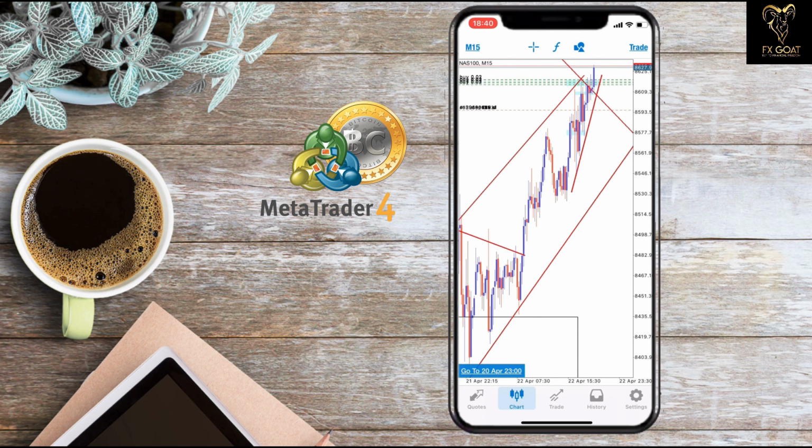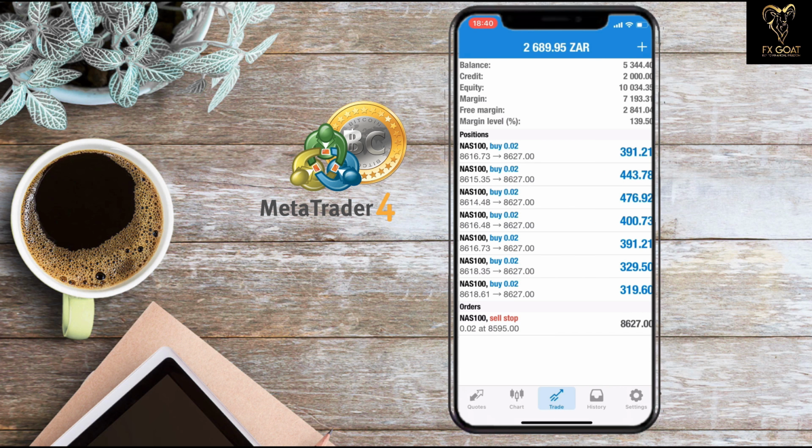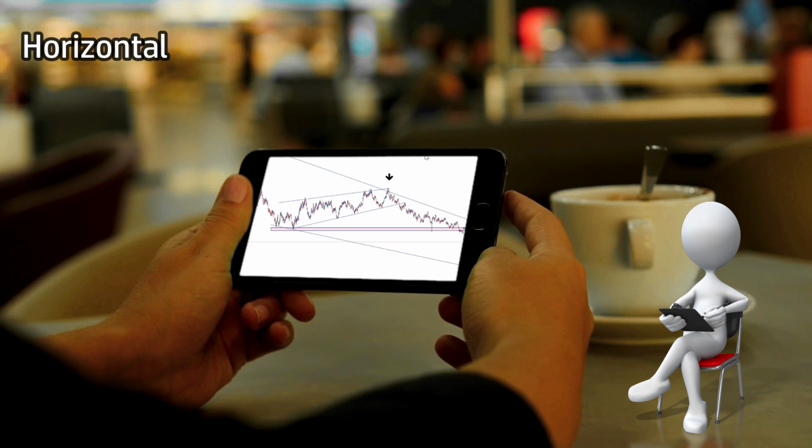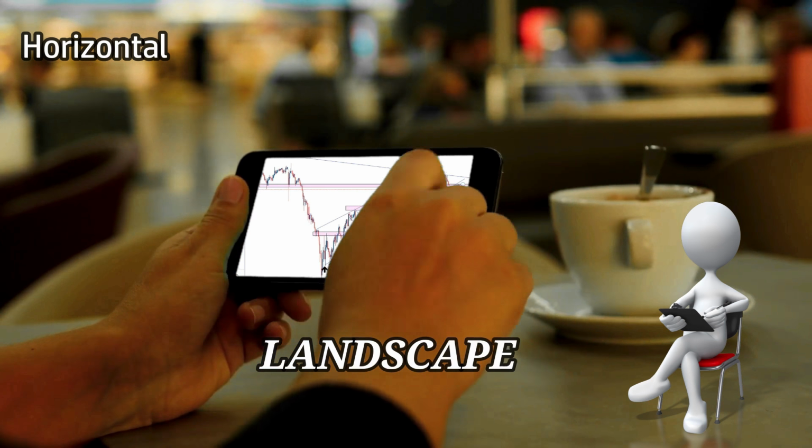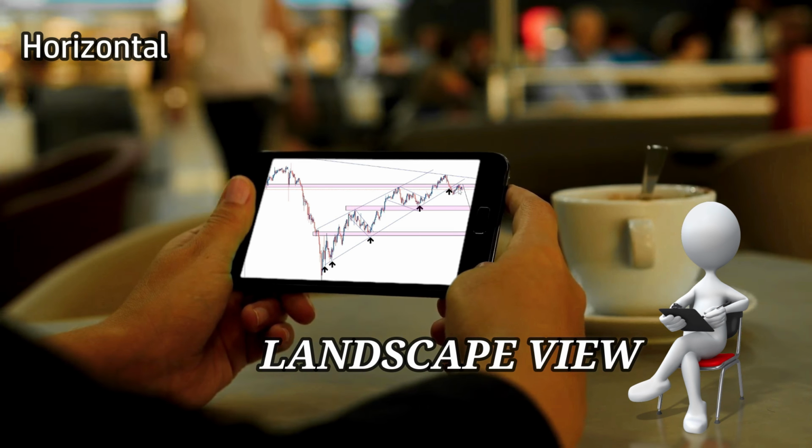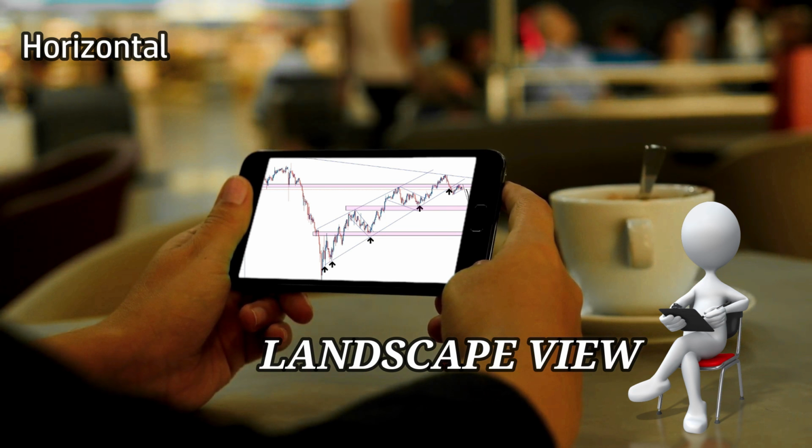So you'll be using your phone vertically for checking progress and how your analysis is going. However, to have a more detailed analysis when planning your trades, we advise using the landscape view as it's more effective to find high quality trades and getting an overall view of your charts.